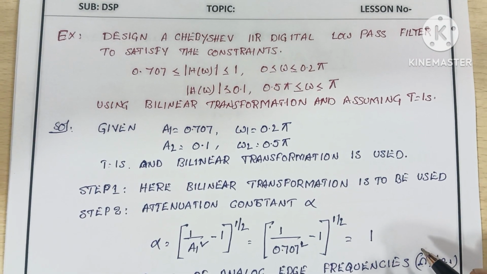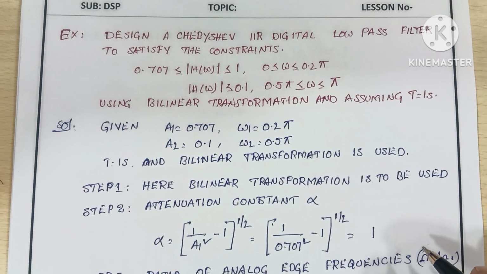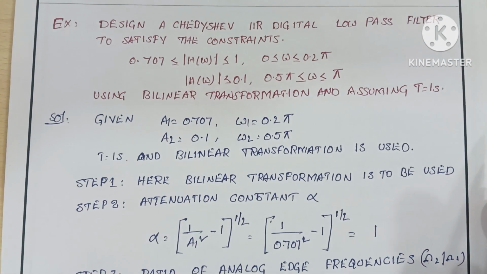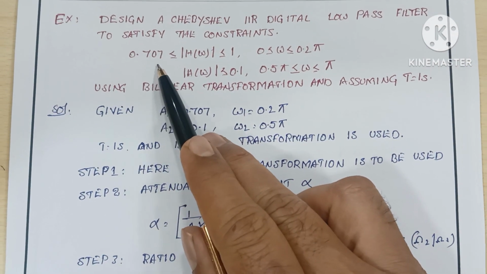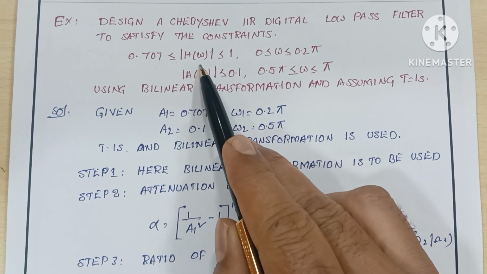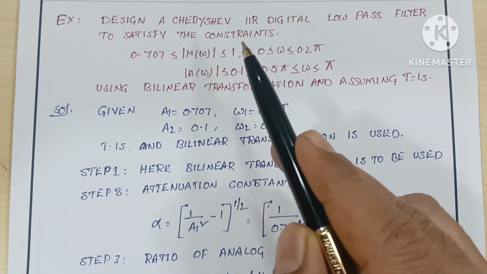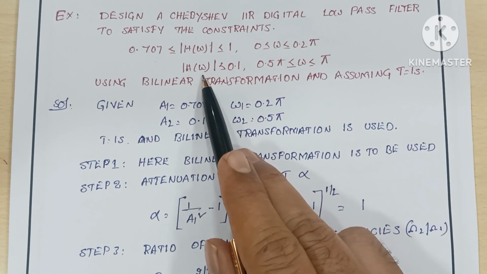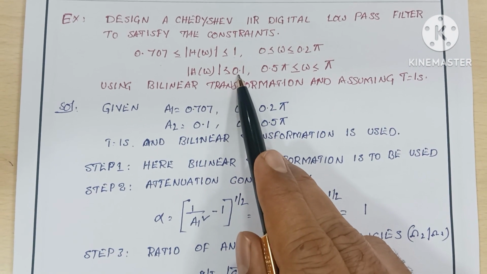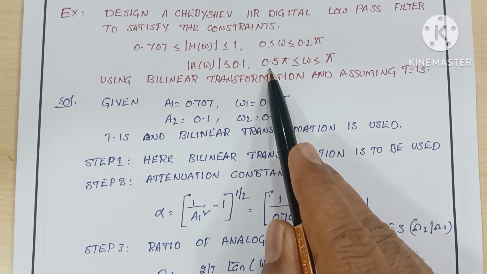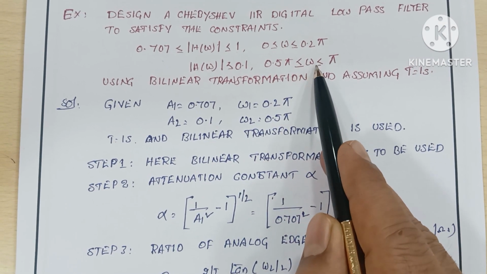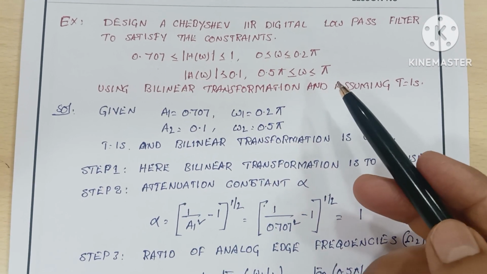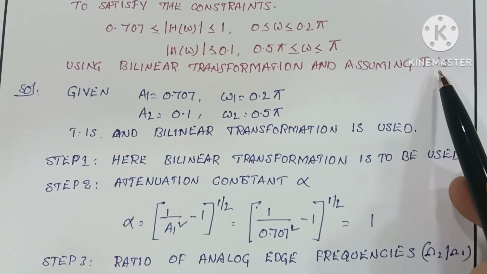Design a Chebyshev type 1 digital low pass filter to satisfy the following constraints. The constraints are given here: 0.707 is less than or equal to the magnitude of H of omega, which is less than or equal to 1, over the frequency range 0 to 0.2 pi, and the magnitude of H of omega is less than or equal to 0.1 over the frequency range 0.5 pi is less than or equal to omega is less than or equal to pi, using a bilinear transformation, and assume T equal to 1 second.